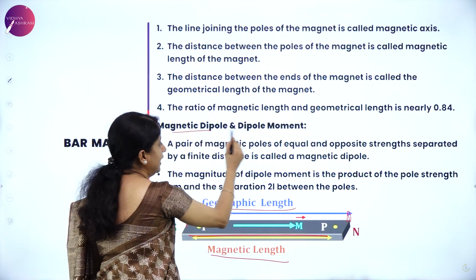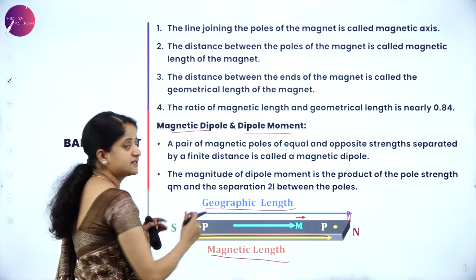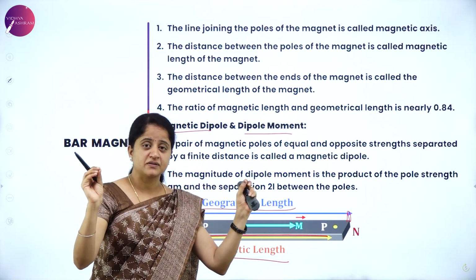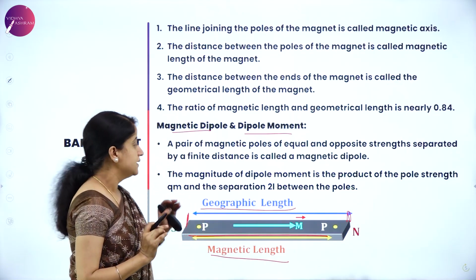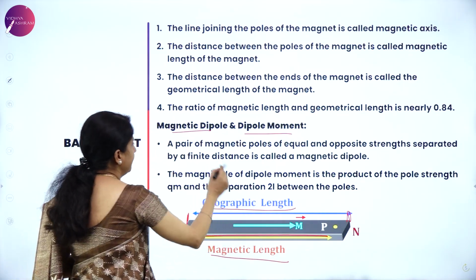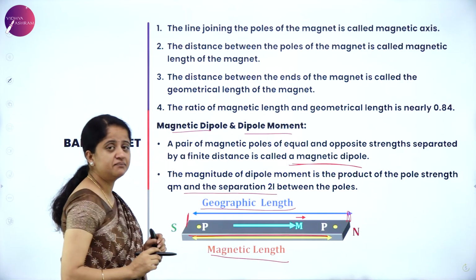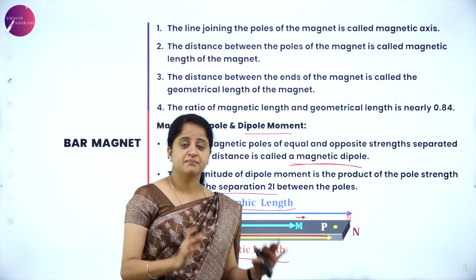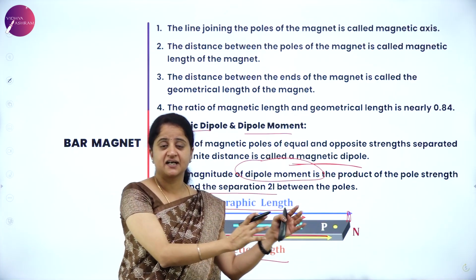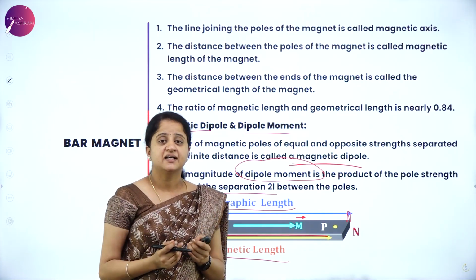What is the magnetic dipole and dipole moment in the case of magnets? A pair of magnetic poles of equal and opposite strengths, separated by a distance, is called a magnetic dipole. We already have an idea about the electric dipole: two equal and opposite charges separated by a certain distance. Similarly, a pair of magnetic poles of equal and opposite strengths separated by a distance is a magnetic dipole. The dipole moment is the product of the pole strength and the separation between the two poles. By comparing these two concepts, we call it the electrostatic analog.